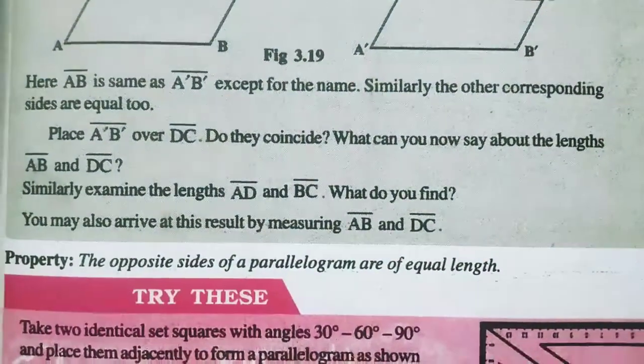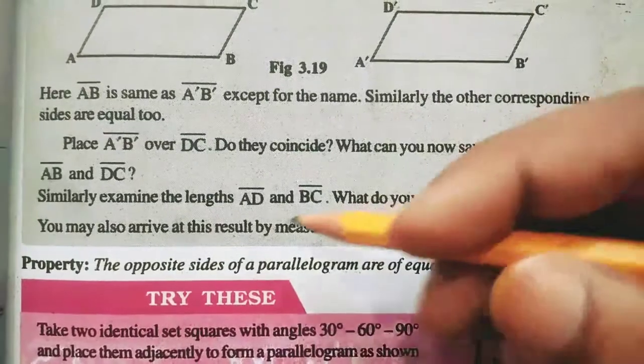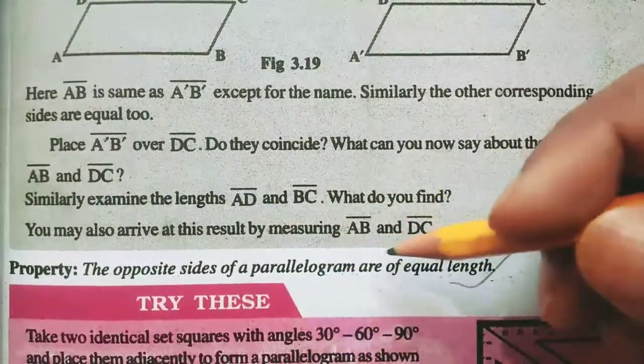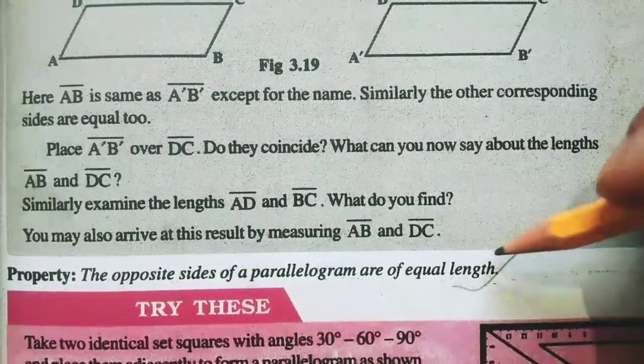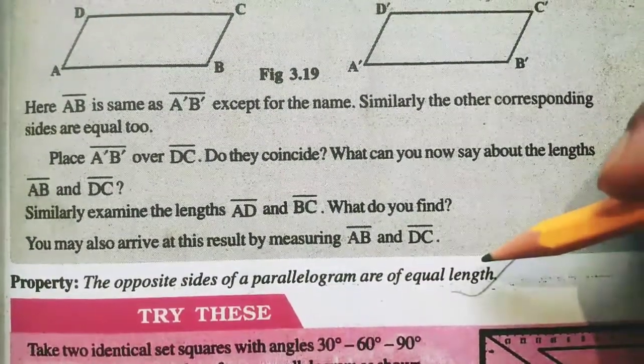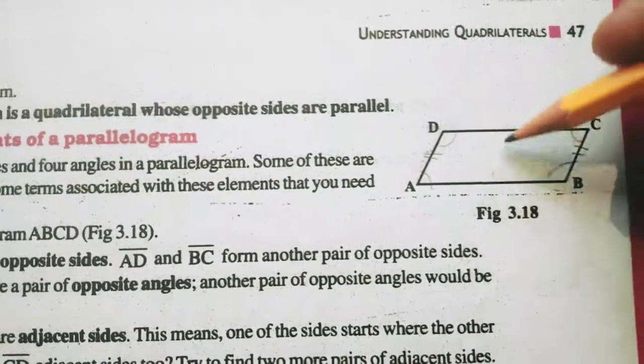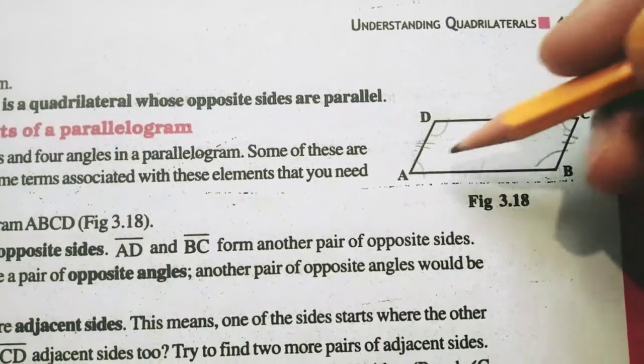Now what is written here in the property? This property you have to remember always. The opposite sides of a parallelogram are of equal length. So the first property is that the opposite sides are of equal length. I have told you these opposite sides are equal to each other. This side is equal to this side and this side is equal to this side. So this is the first property.